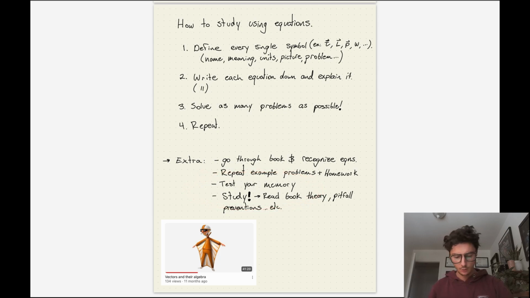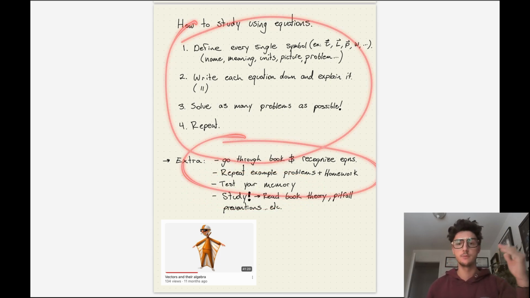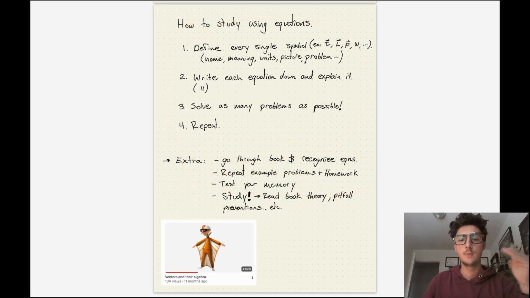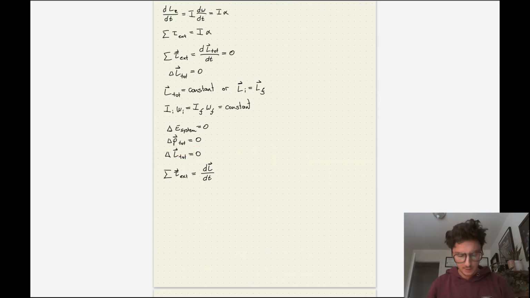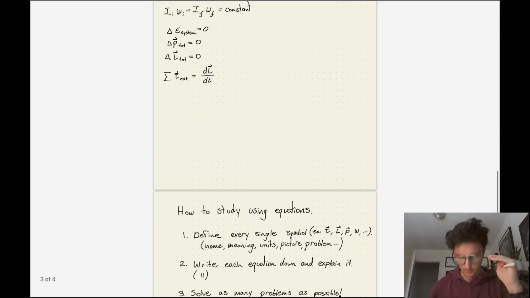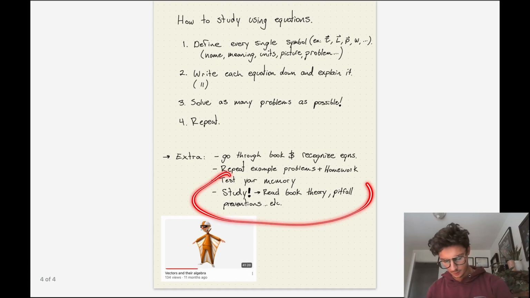Test your memory. Right now, you've put a lot into your mind. Test your memory. Try to recall what you learned. If you just look at this equation, don't go into your notes and be like, what does this mean? Try to recall from your notes, what does this mean? What does this mean? What are the units? If you do repeated recollection, your memory will be strengthened. And then keep on studying.